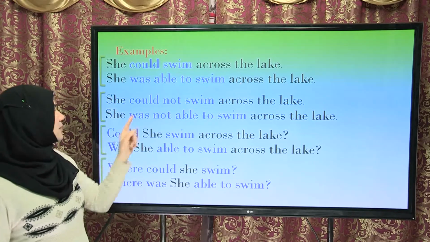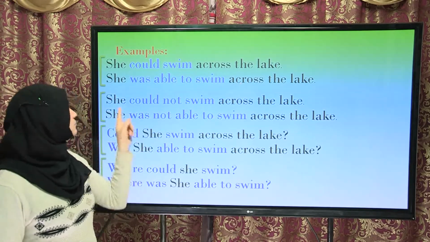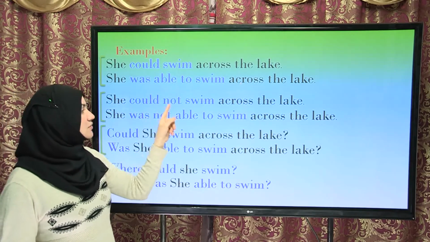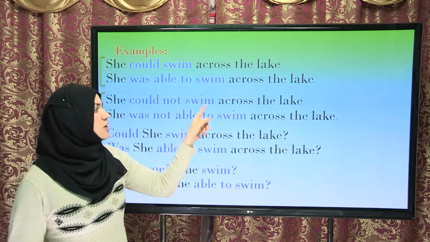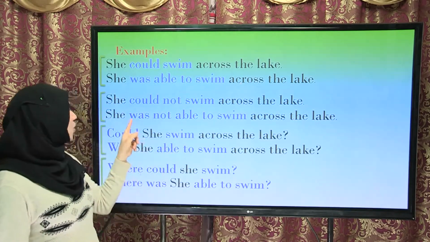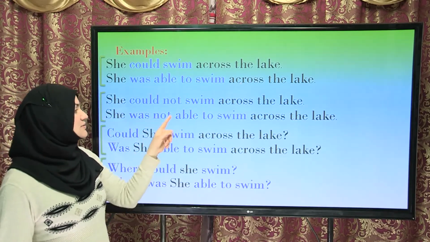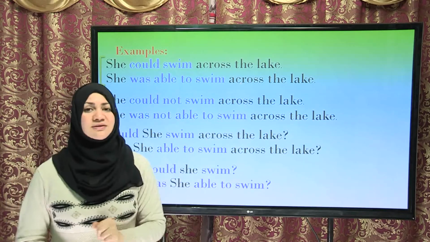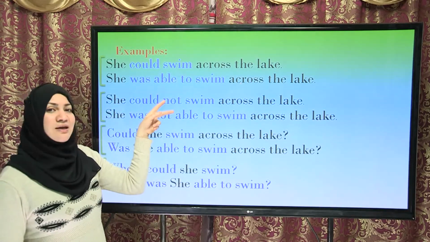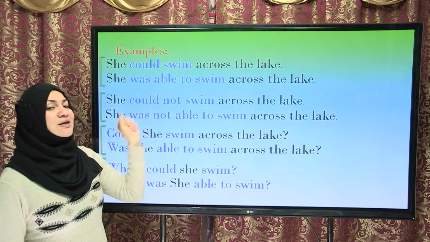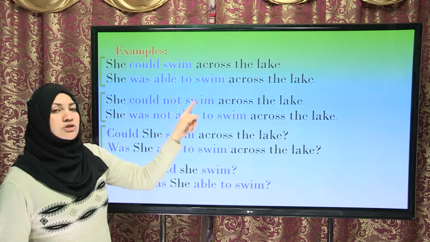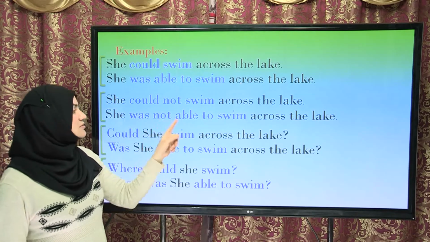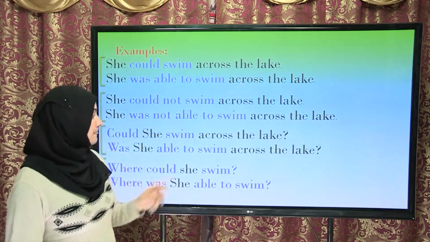The second type is negative. She could not swim across the lake, or she was not able to swim across the lake. We have the same meaning, but only in negative form. Past ability, negative: she could not swim or she was not able to swim.